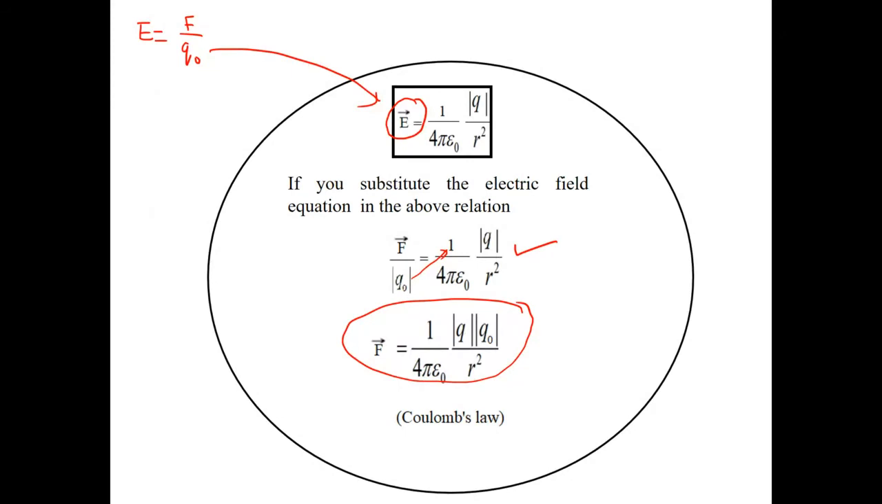So here, if you want to test the point charge, every time you have to bring the test charge closer to the point charge. Sometimes it will repel, sometimes it will attract, and we can find the direction of the electrical field. Clear?